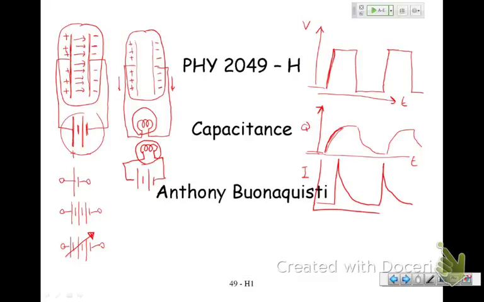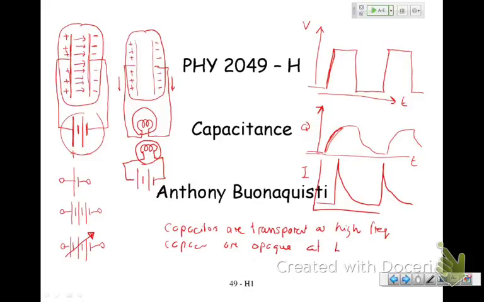In particular, what you find is that capacitors are transparent. I'm using fanciful language here. Transparent at high frequencies. But capacitors are opaque, I spell opaque, O-P-A-Q-U-E, at low frequencies. And I'm going to put that in inverted commas because what I mean is you don't notice them at high frequencies, but you sure notice them at low frequencies.